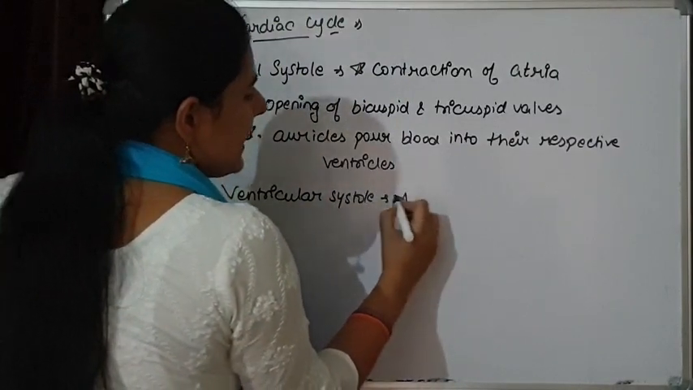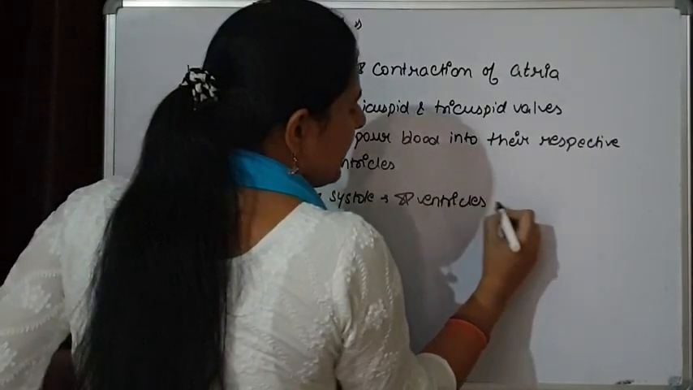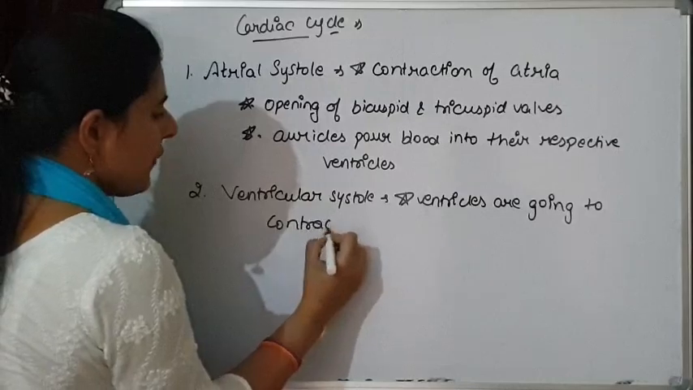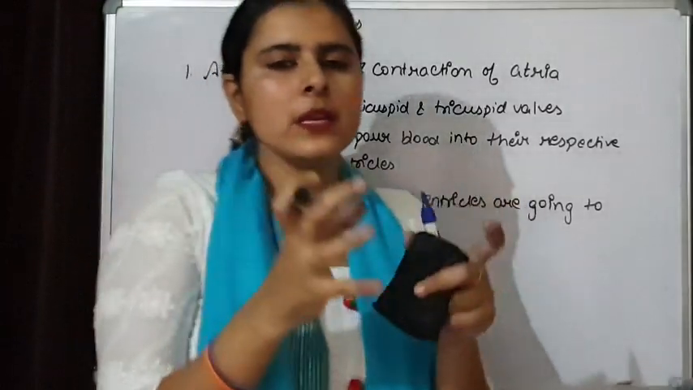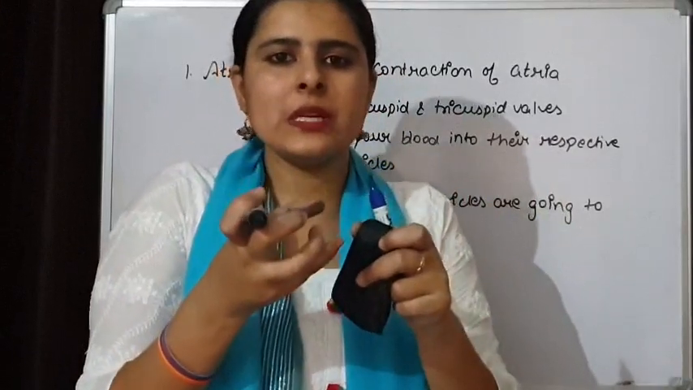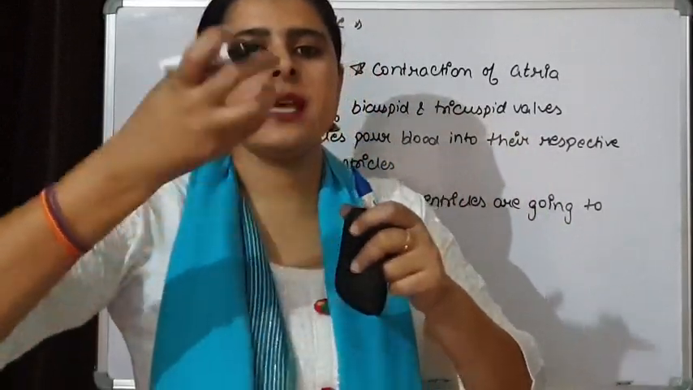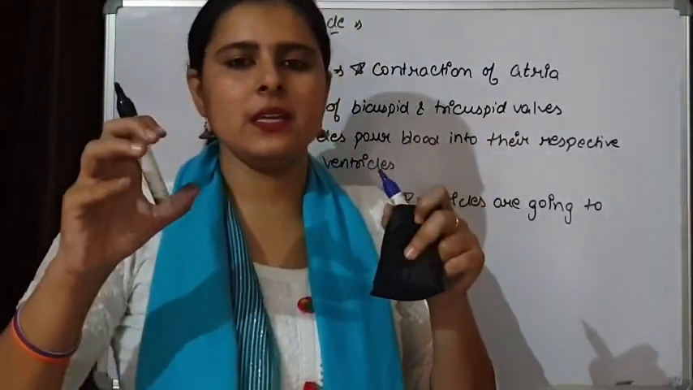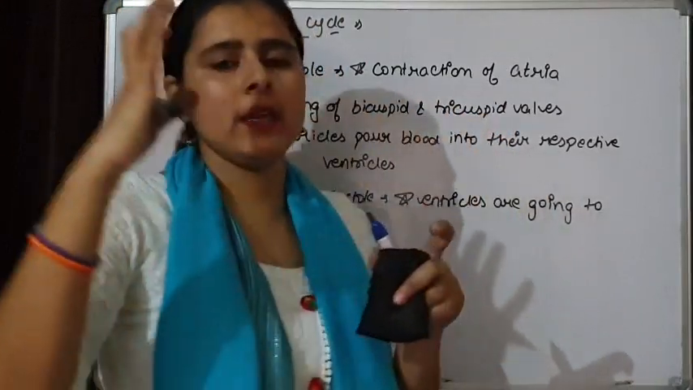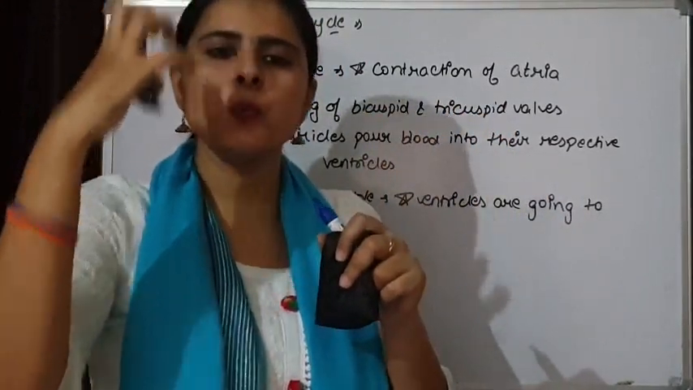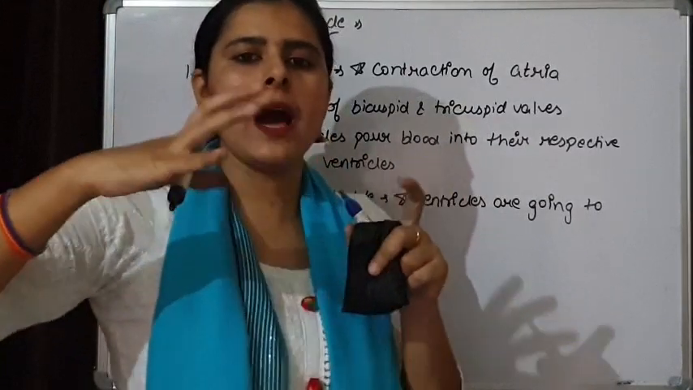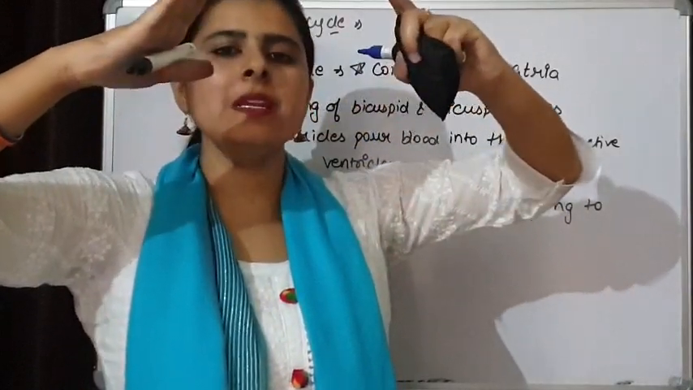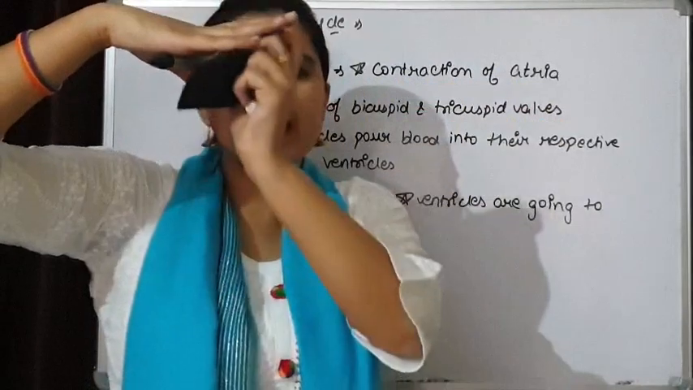Ventricular systole means that the ventricles are going to contract. Contraction of the ventricles takes place. When the ventricles contract, the pressure increases, and this pressure helps in the movement of blood. But because of the presence of chordae tendineae, the bicuspid and tricuspid valves close. They pull the valve walls downward, so that because of the high pressure in the ventricles, the opening will not take place in this direction. That's why they are pulled from the downward side.